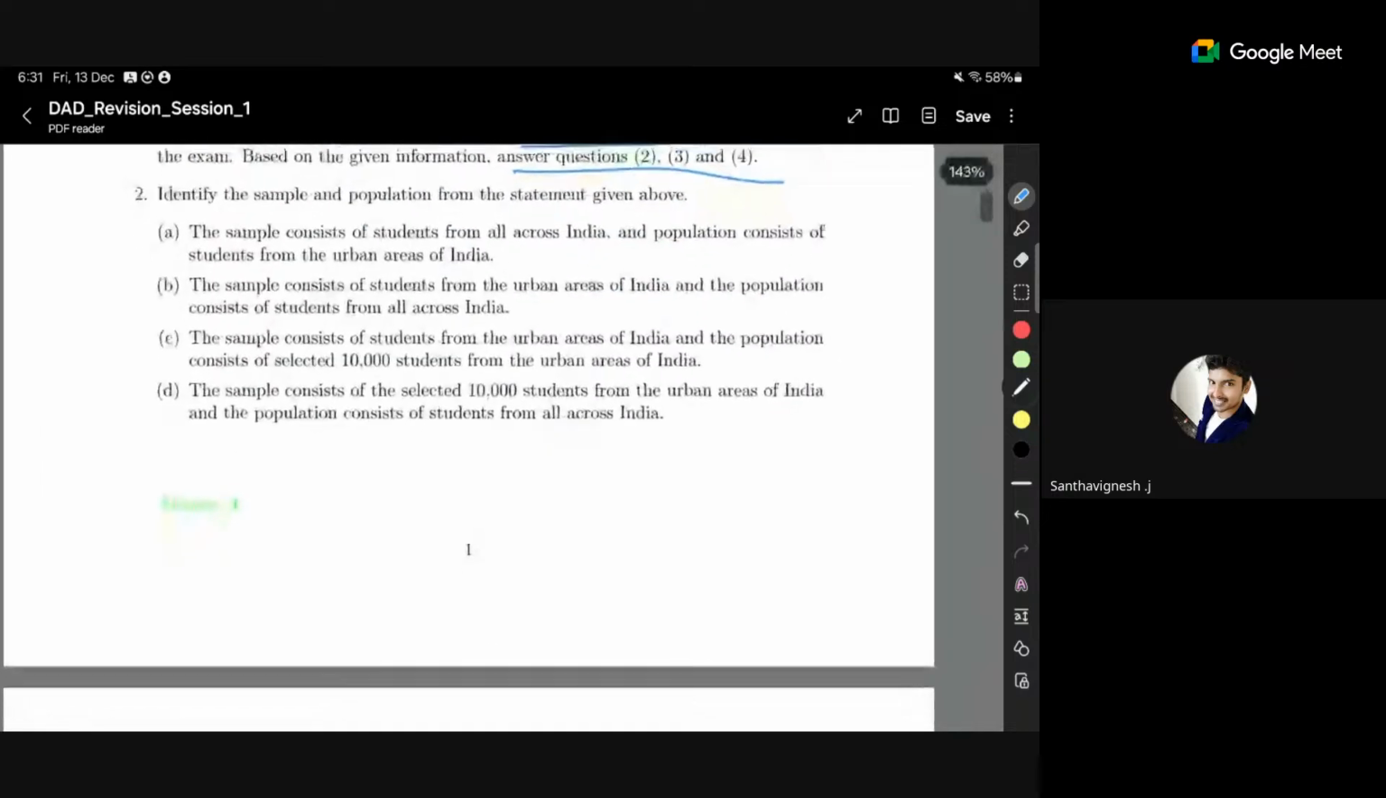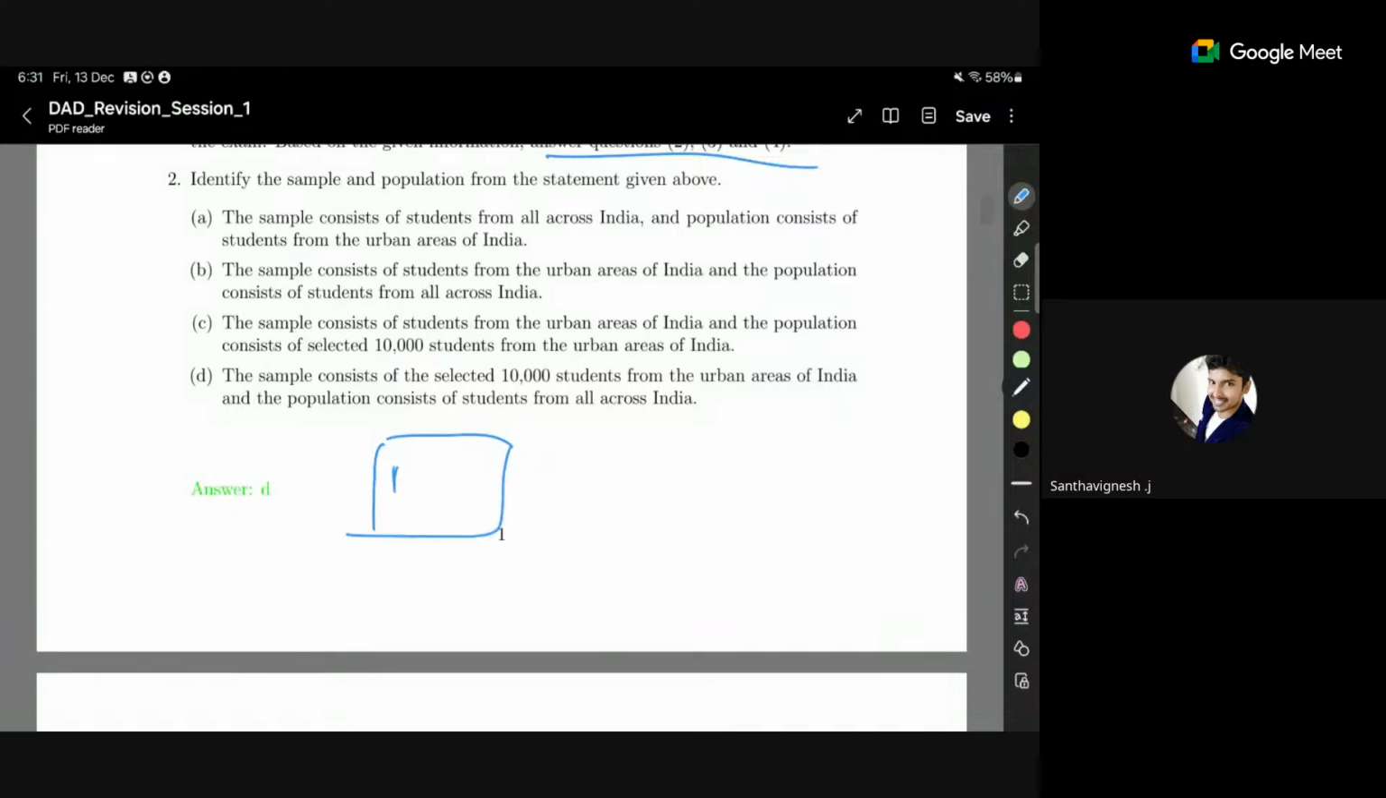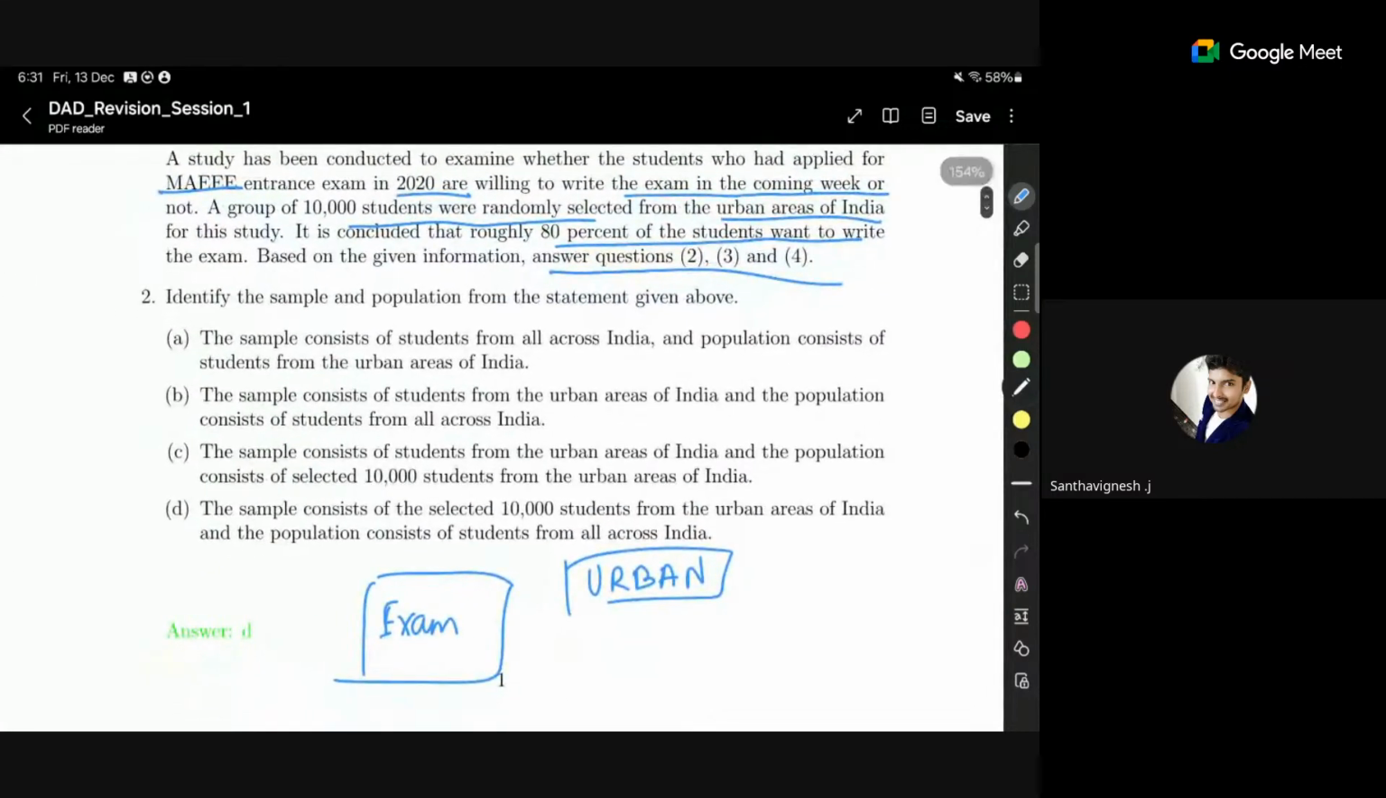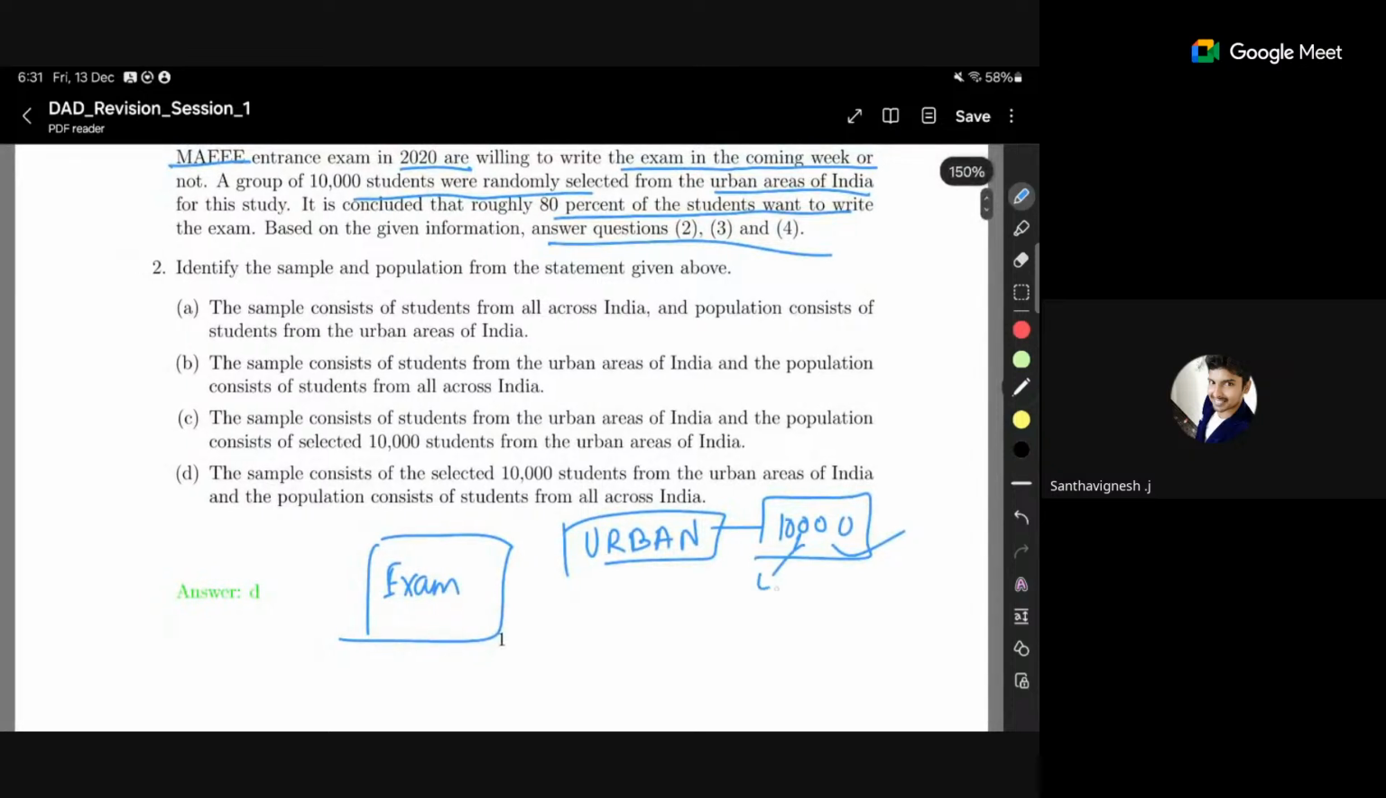Answer this. So the exam is about to happen, right? And they need to decide how many people will write this exam. Maybe they need some kind of facilities for them. So to conduct this exam, they conducted this survey, and what they took is an urban population, a group of urban students who live in cities, 10,000 of them. So the sample size is good. We can say that, right? And they said that 80% of this, let's say 8,000, were willing to write the exam.